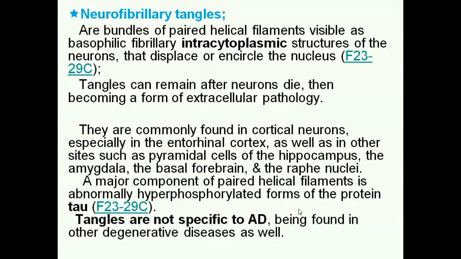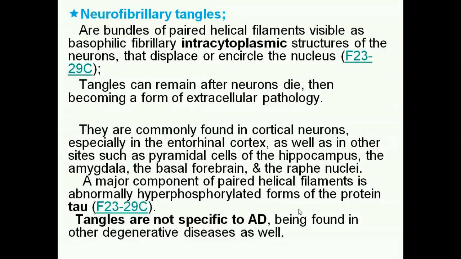Now the neurofibrillary tangles, as we said, are from the tau protein. Those are bundles of paired helical filaments. We can see them intracellularly. They can displace or encircle the nucleus. Now, tangles can remain after neurons die, so these tangles can actually become extracellular. Since the neurons die and the tangles were inside them, the neurons degenerate and the tangles can go outside of the cell and become an extracellular pathology.